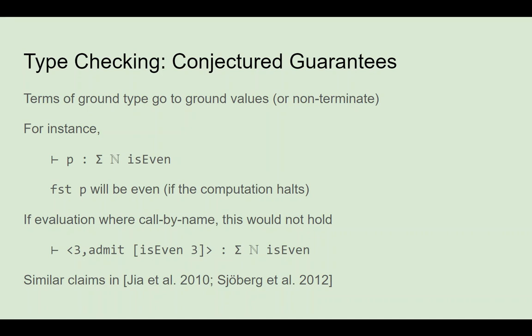So if you have a term which is a sigma type, a dependent pair of a natural number and a proof that that natural number is even, if it terminates, then the first number will be even. This is why we are insisting on a call by value evaluation, because in a call by name evaluation, this wouldn't be true. You could stick 3 in the first position and then non-terminate in the second, and then just spin forever trying to find a proof that 3 is even in the second position.